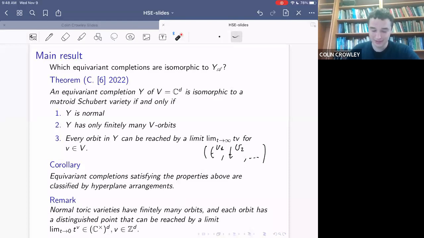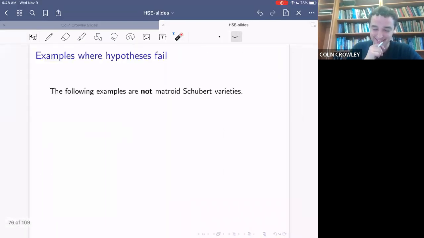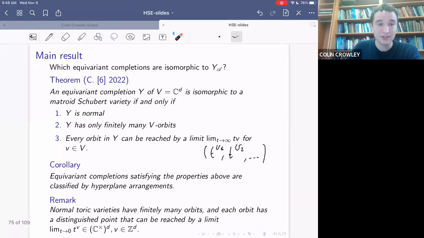Okay. Yeah. So this is the result. Let me say some more about it. This slide is maybe not so necessary for you all. When I talk to people who study matroids, they like to see these examples. So let me do some examples where these conditions are not true.